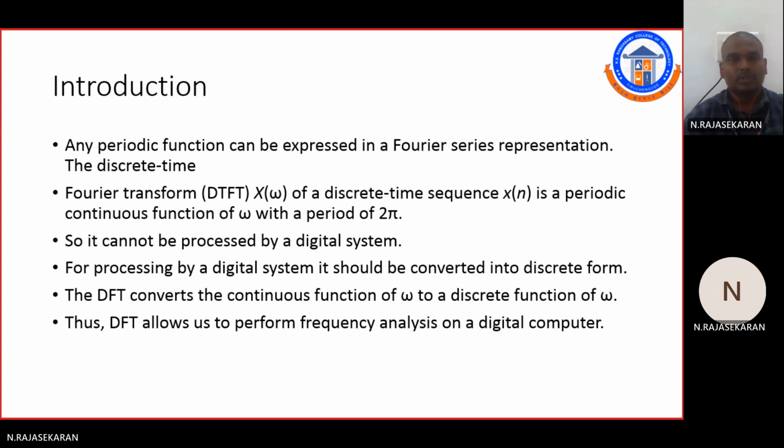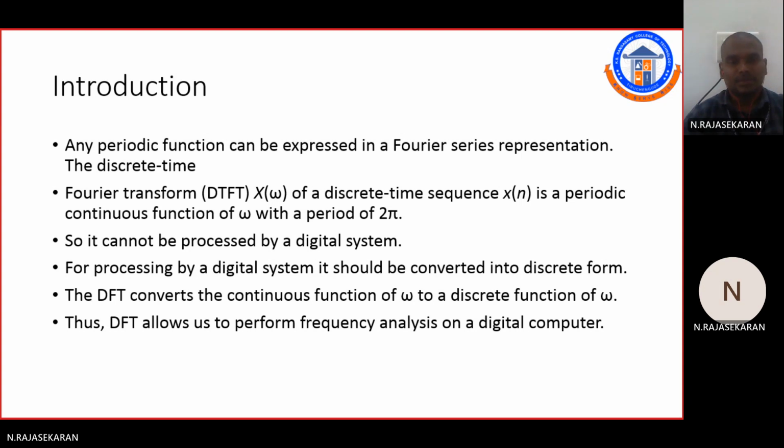If you want to process a signal in digital form, we cannot do it directly. From the continuous signal, we transform using the Fourier series and Fourier transform methods. Then only we go to the discrete system, then to the discrete time Fourier transform method. For processing by a digital system, it should be converted into digital form.